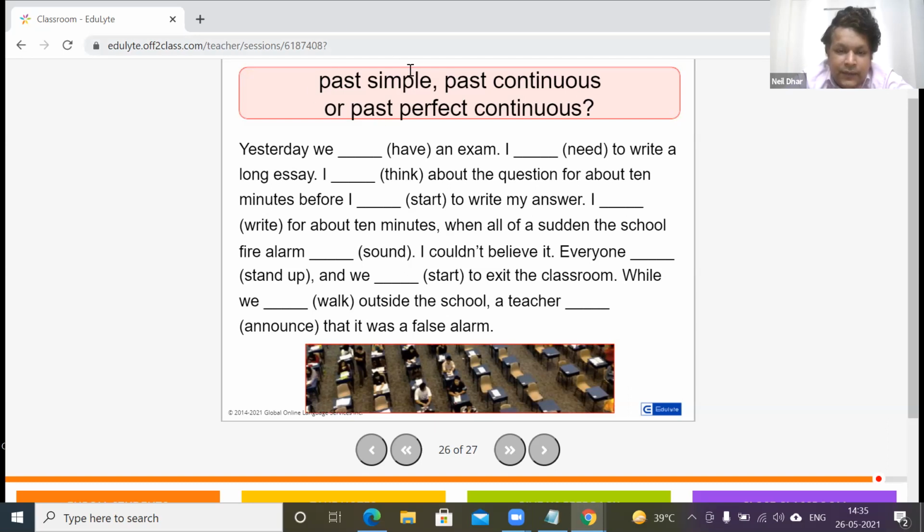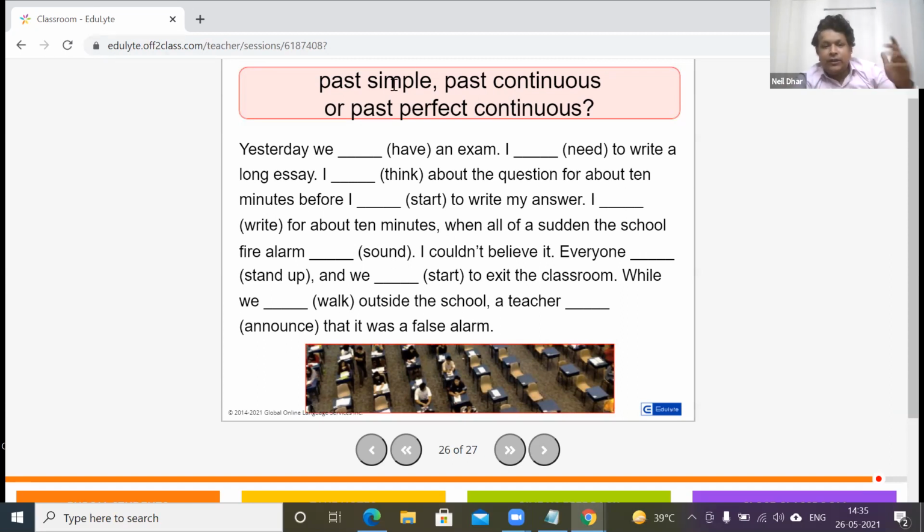So let's look. I will give you an answer. Past simple, anything which happened in the past. Past continuous, anything which happened in the past but was in a continuous motion. Past perfect continuous, anything which was happening continuously, but now we have a duration. So that is the difference.